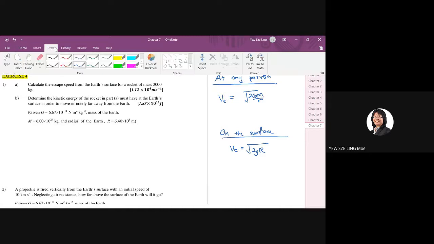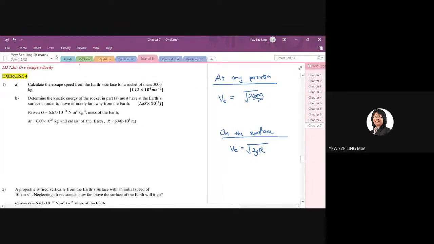So test mass actually is not really important in this subtopic, escape velocity. It's just an object that wants to escape. The question just gives you an object so that you know what is going on.